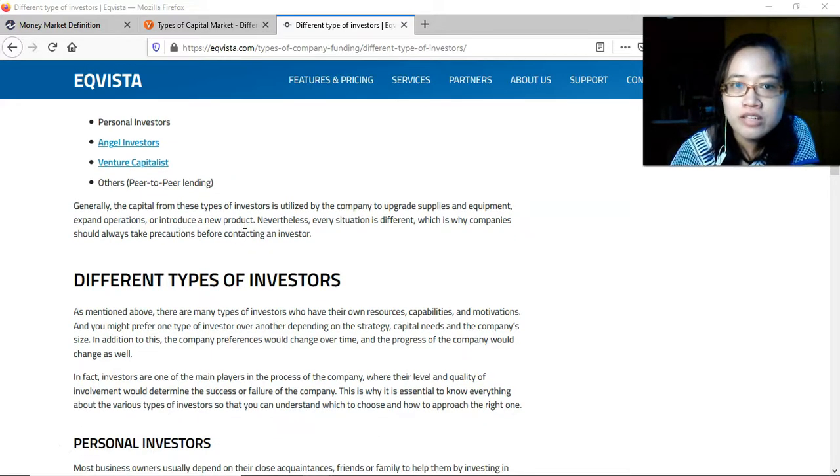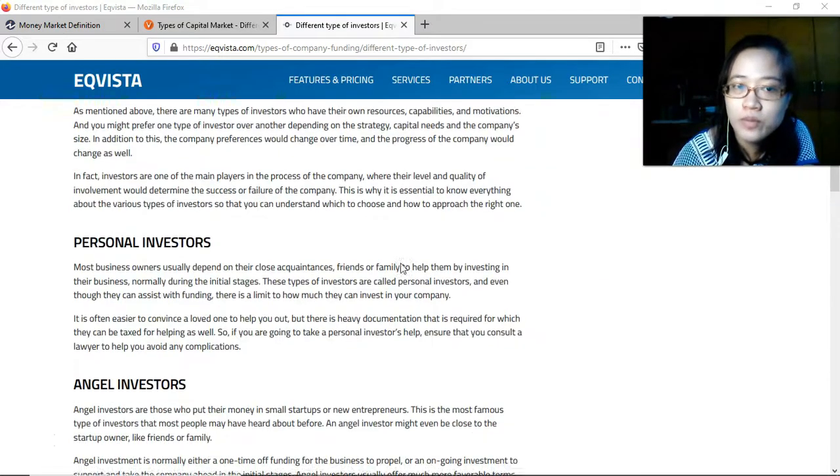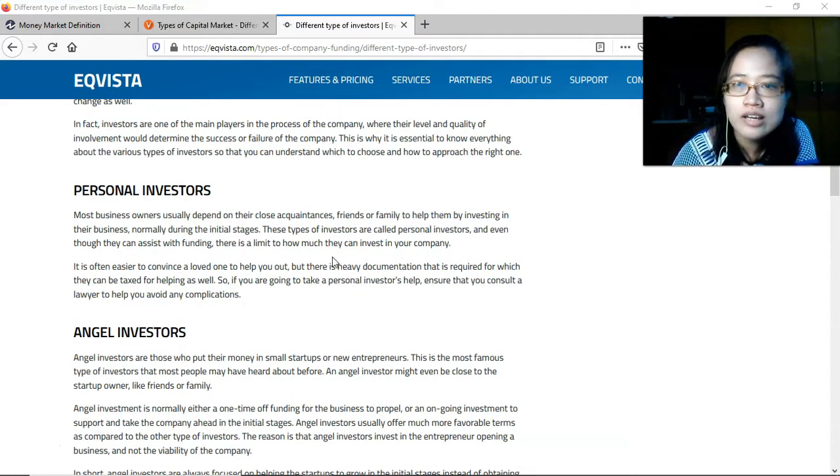Generally, the capital from these types of investors is utilized by the company to upgrade supplies and equipment, expand operations, or introduce a new product. Nevertheless, every situation is different, especially for startups, which is why companies should always take precautions before contacting an investor. Okay, so let's begin with personal investors.